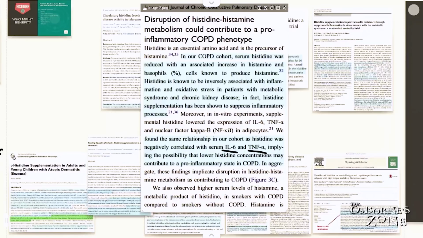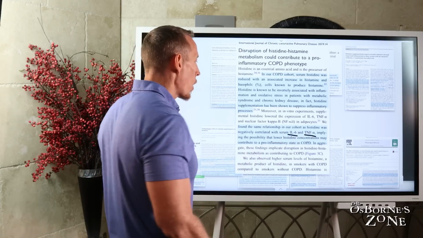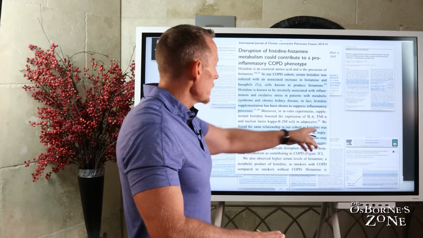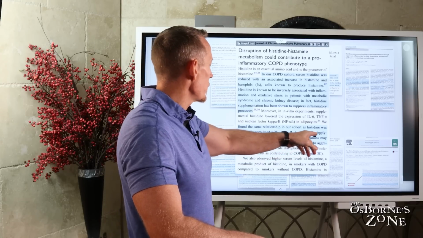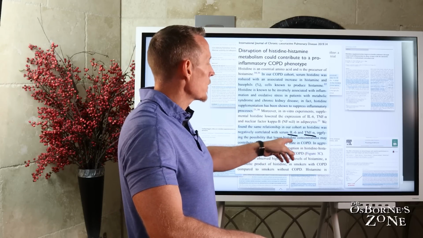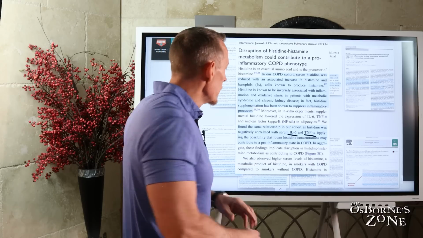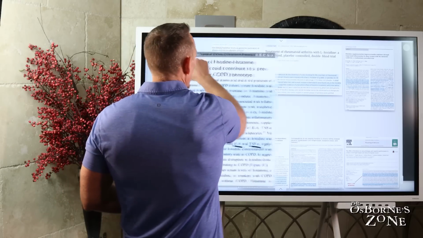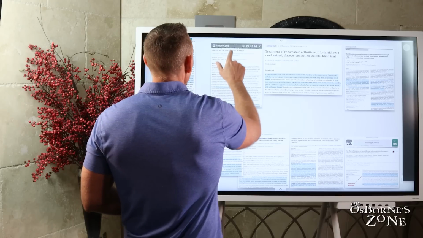What are those? Those are chemicals that scientists and doctors use to measure inflammation. So when these are high, they're markers for inflammation. So implying the possibility that lower histidine concentrations may contribute to a pro-inflammatory state in patients with COPD. So there you have it. There's lung inflammation in histidine.